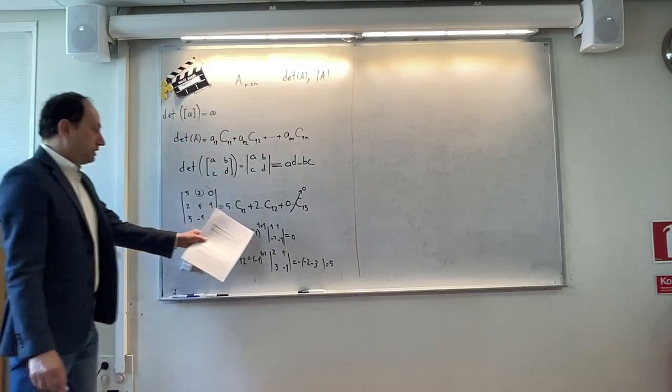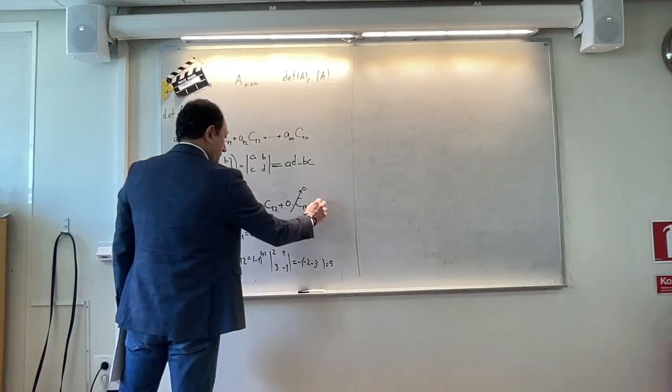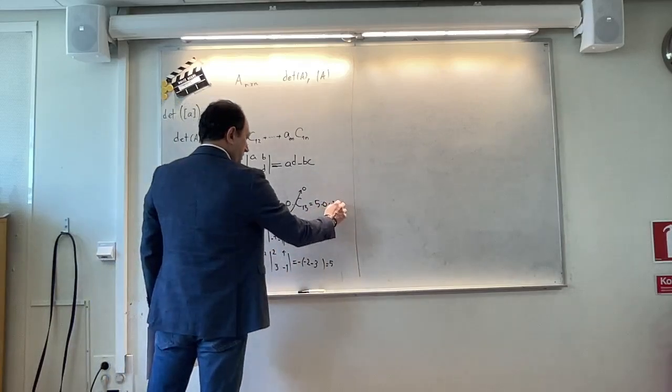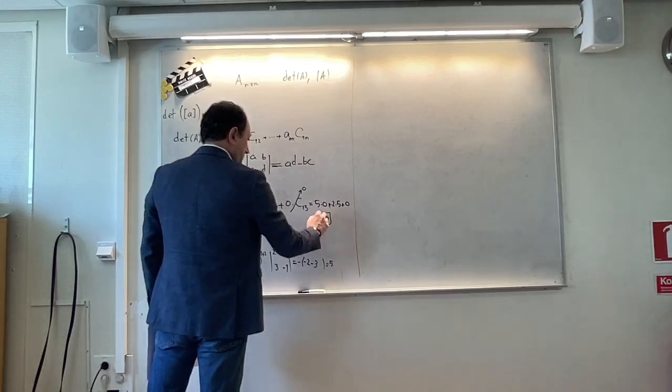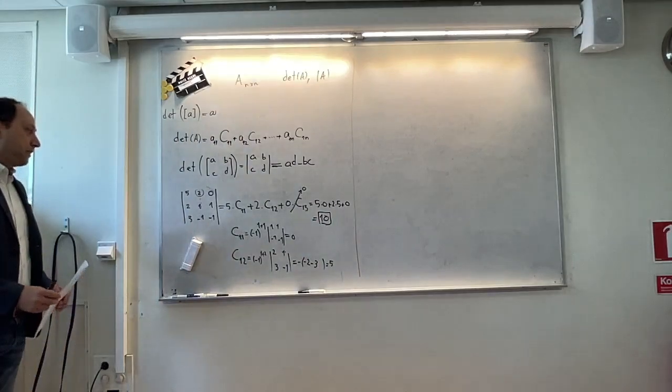And then when everything is ready, you put it back into this. So what do you get? You get 5 times 0 plus 2 times 5 plus 0, and the answer becomes 10. Yes? So that's how we calculate the determinants.